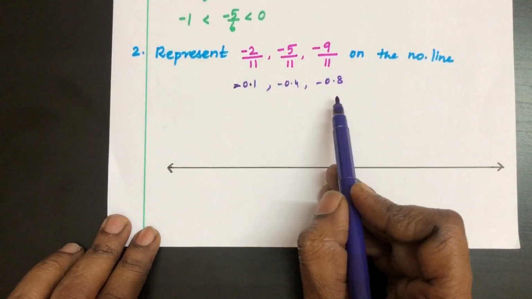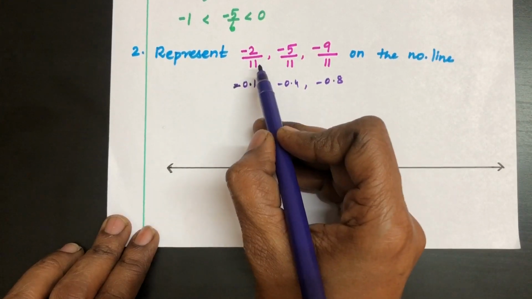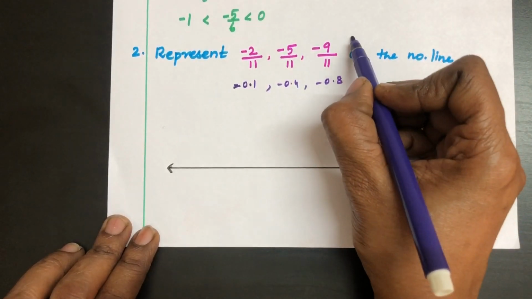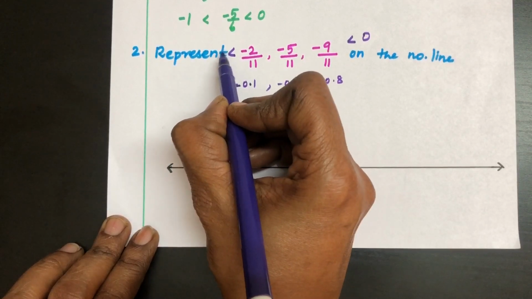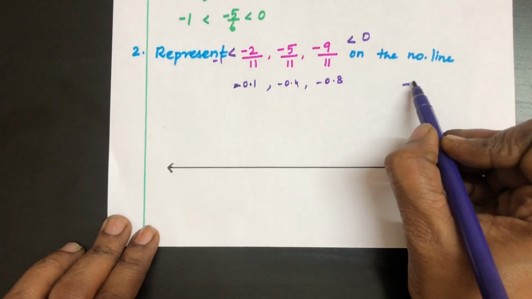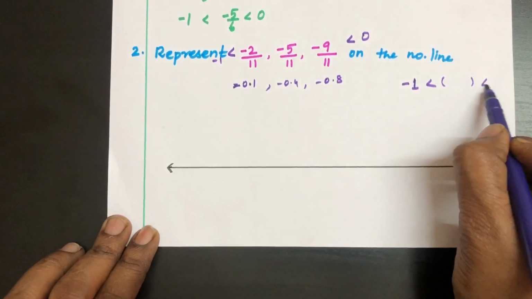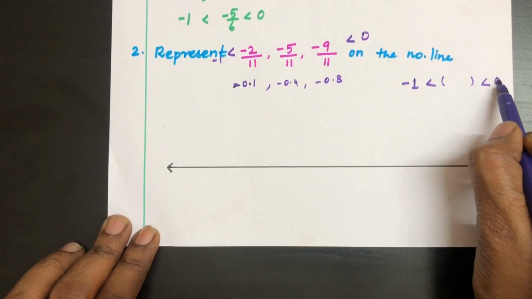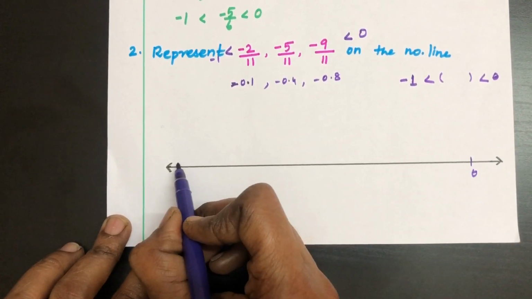So where does it belong? It correctly belongs in between. It must be less than 0 and greater than minus 1. So it lies between the integers. These numbers lie between minus 1 and 0. Correct? So we will have our 0 here and minus 1 here.